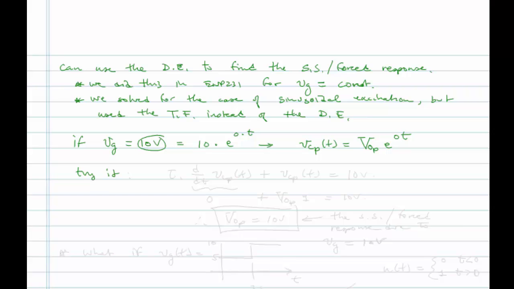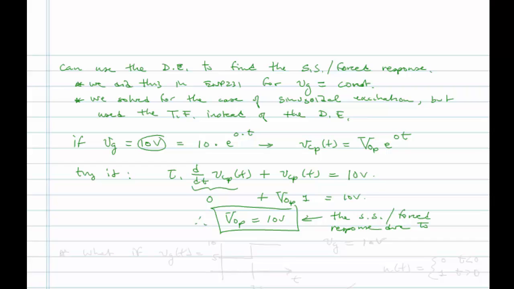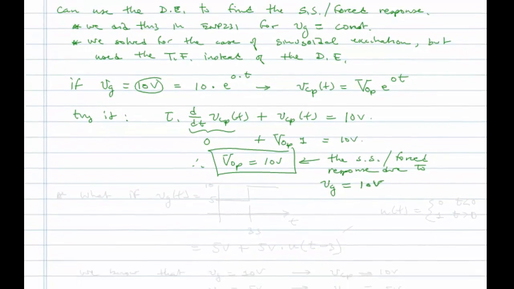So then you try it. We have tau times the derivative of Vc particular plus Vc particular is equal to Vg, which is 10 volts. Well, the derivative of this is going to be 0, and Vop times e to the 0, which is 1, is equal to 10. Therefore, Vop is equal to 10. And we have found the steady state or forced response due to Vg equal to 10 volts. Now we used the differential equation to do that.